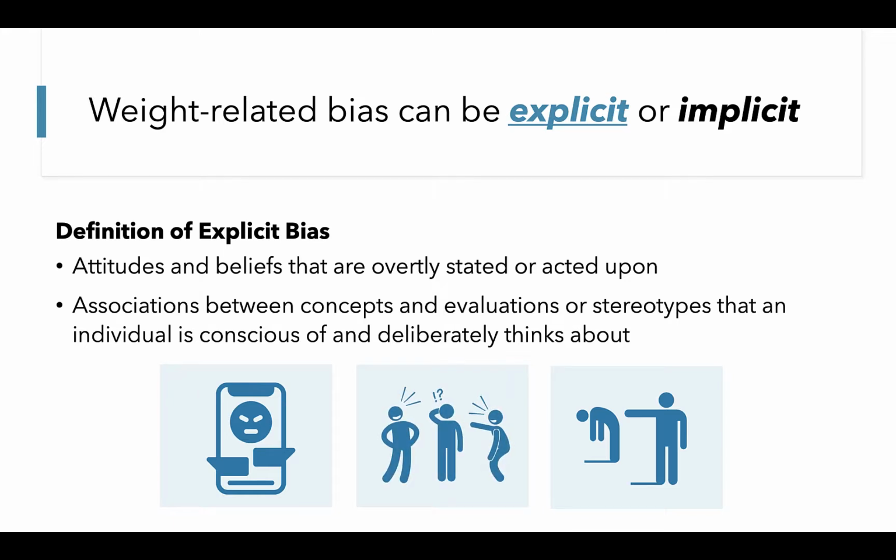Another example would be weight-related teasing or bullying. This illustrates an explicit bias towards someone's body that's explicitly stated and communicated directly to that individual. Even if it's a well-intentioned teasing, it still communicates a message that that individual's body shape or size is something to be made fun of.